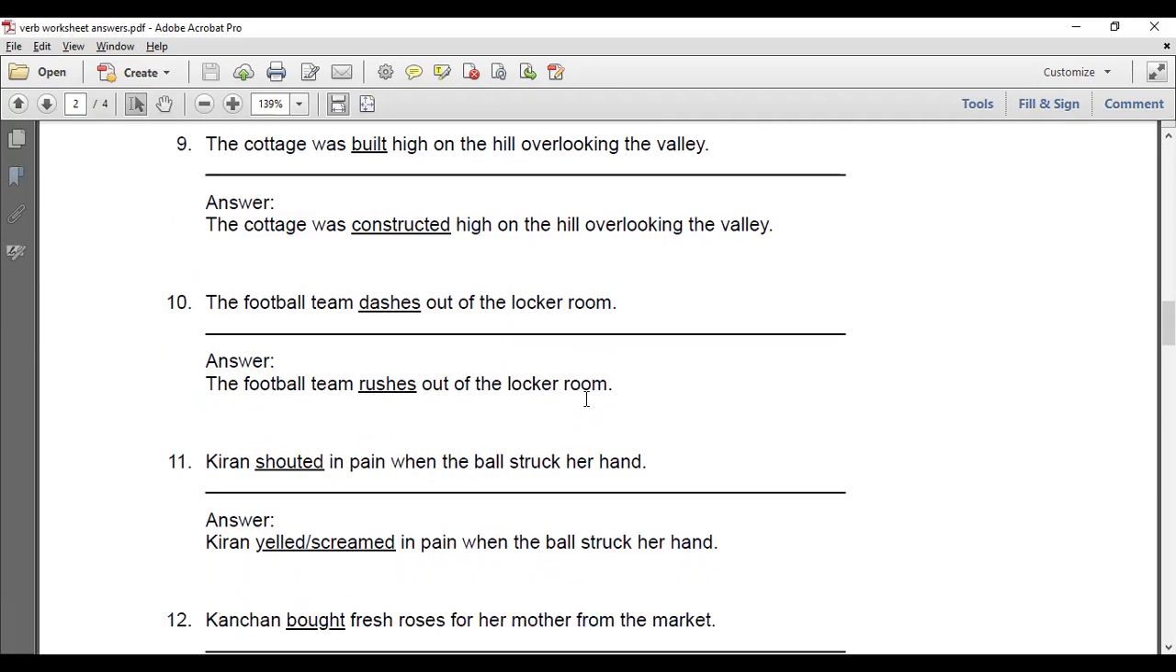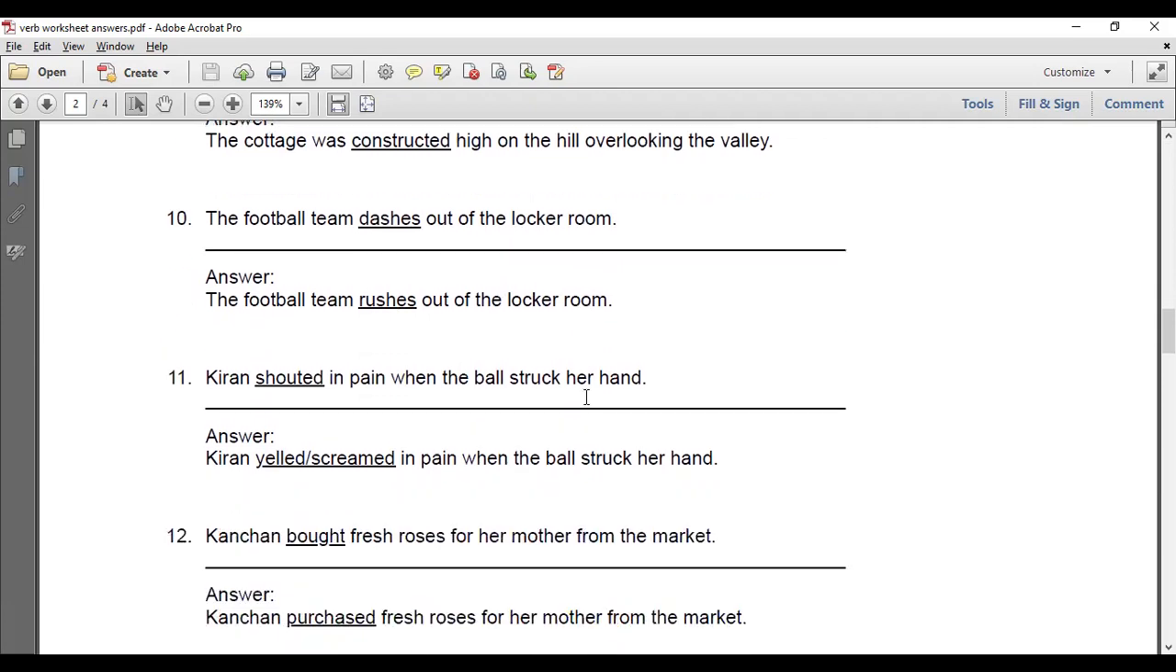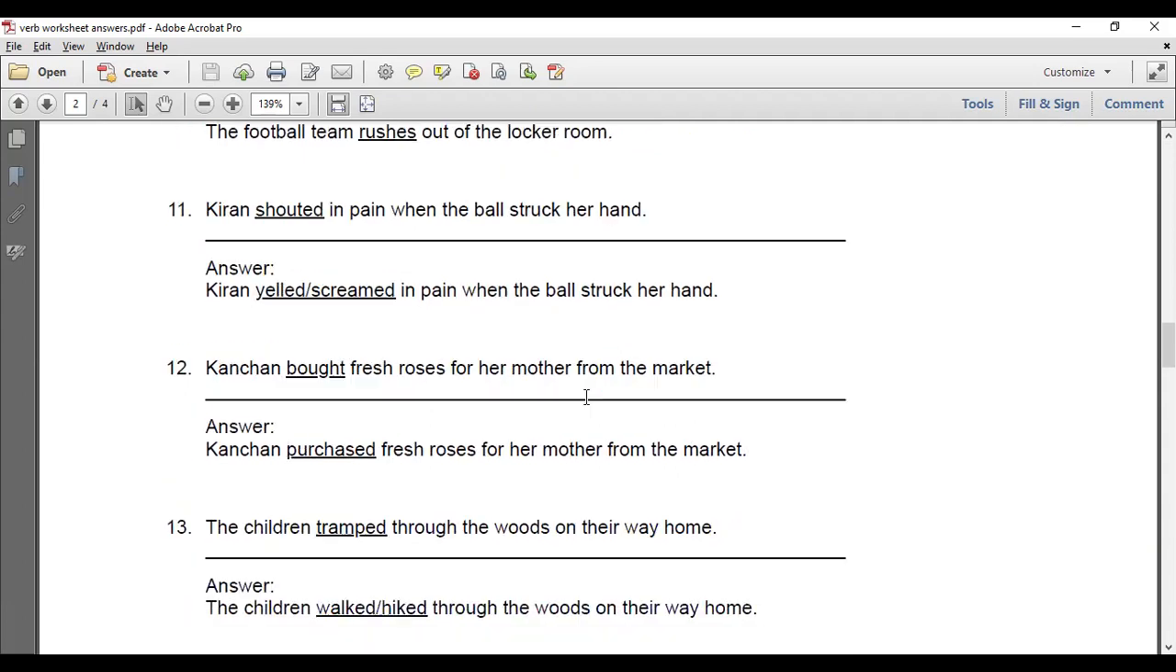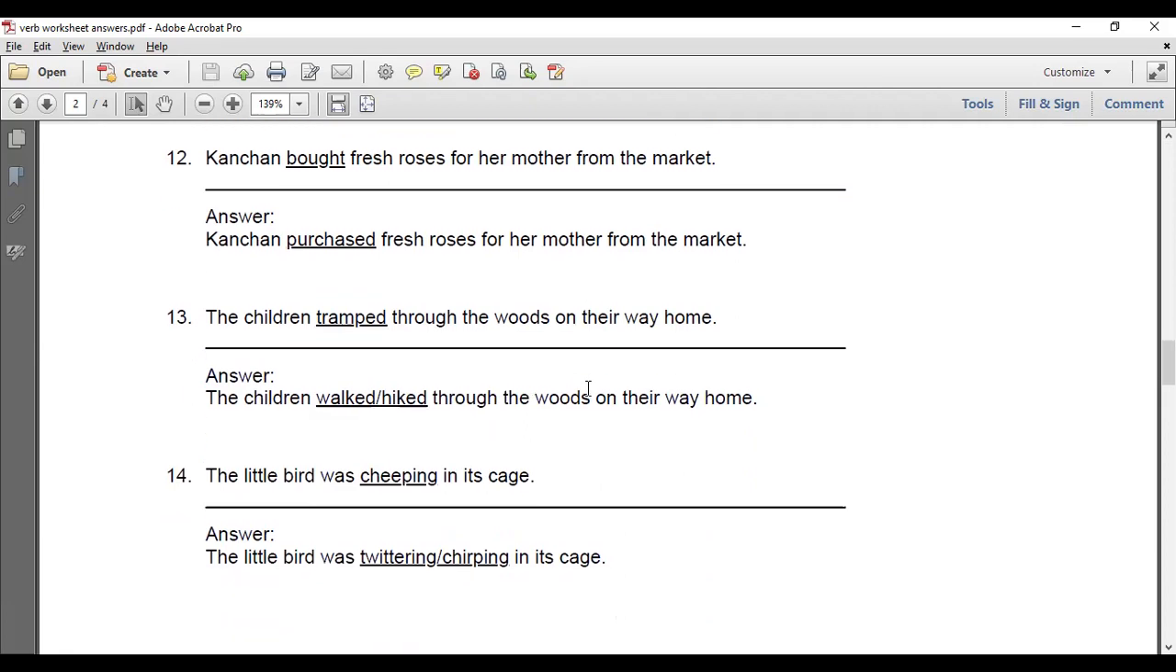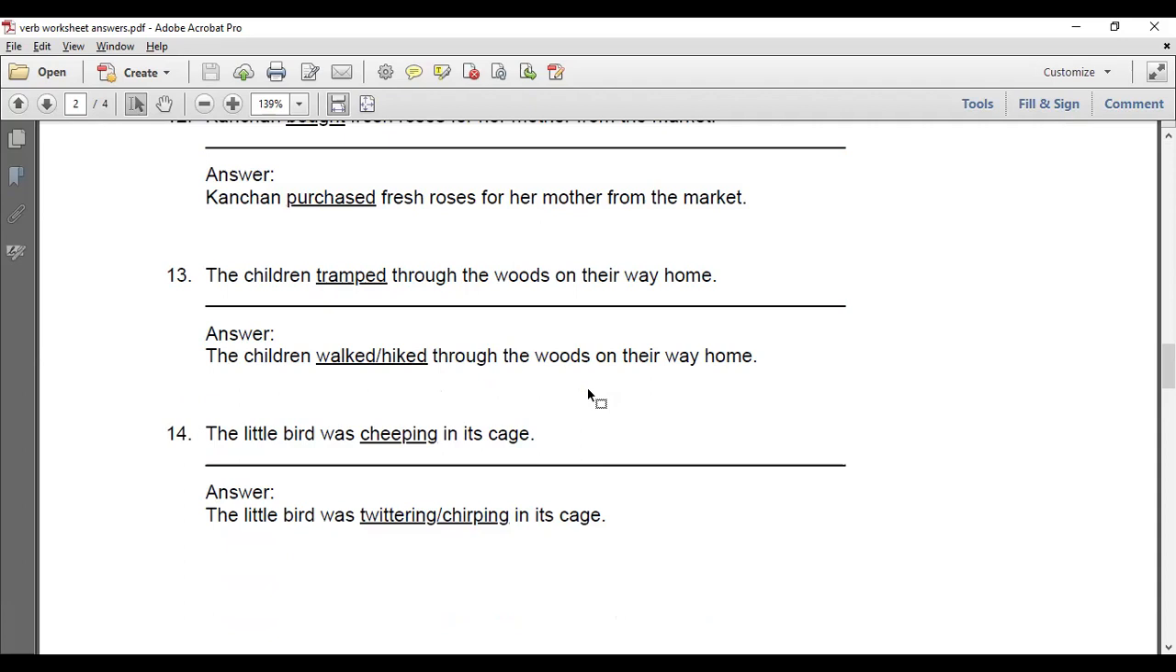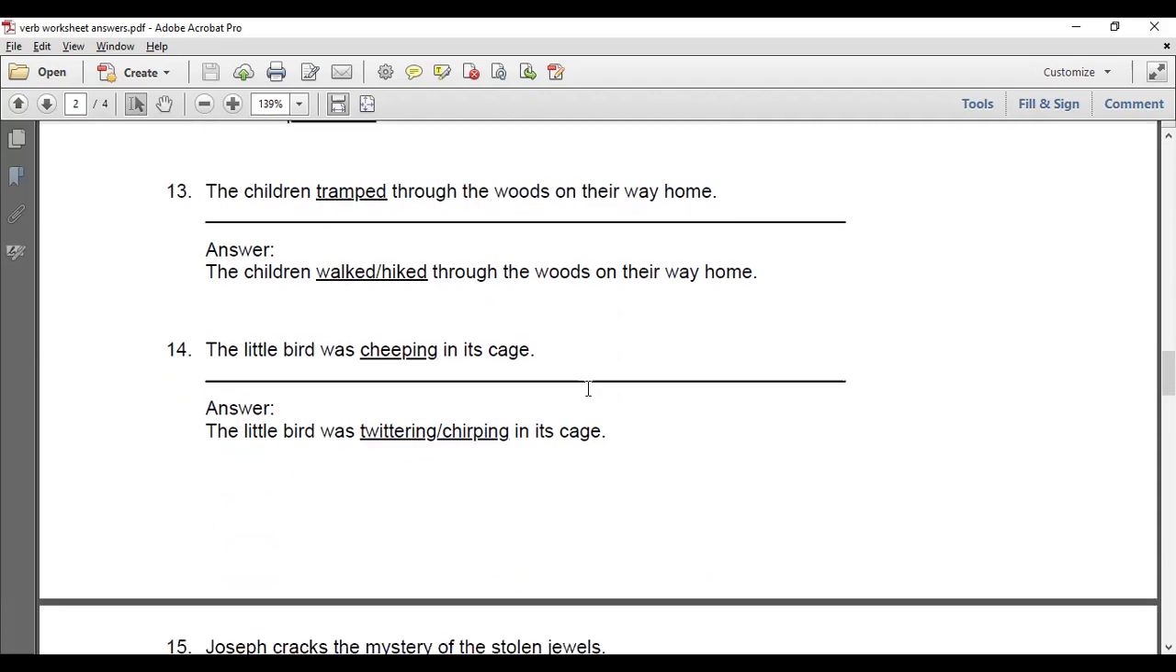Both are correct. Kiran shouted. We have to change that to Kiran yelled, or Kiran screamed, or Kiran wailed in pain when the ball struck her hand. Kanchan purchased fresh roses for her mother from the market. The children walked or hiked through the woods on their way home. The little bird was twittering in its cage. New word you've learned today, twittering.